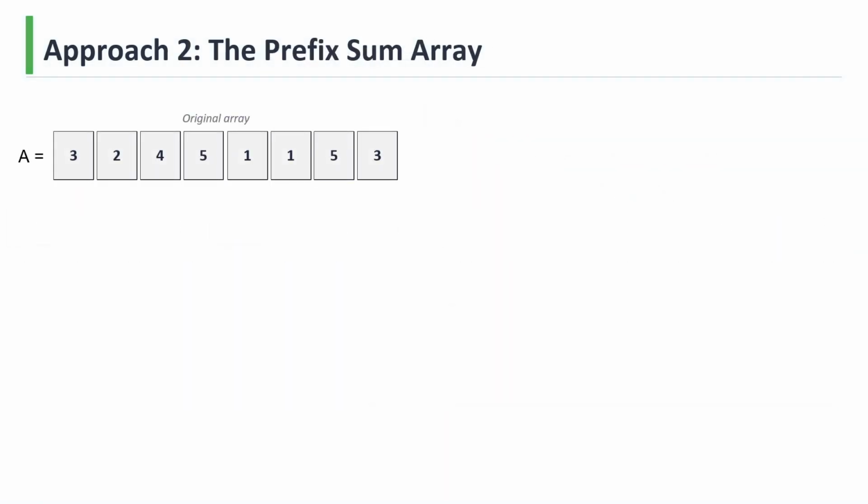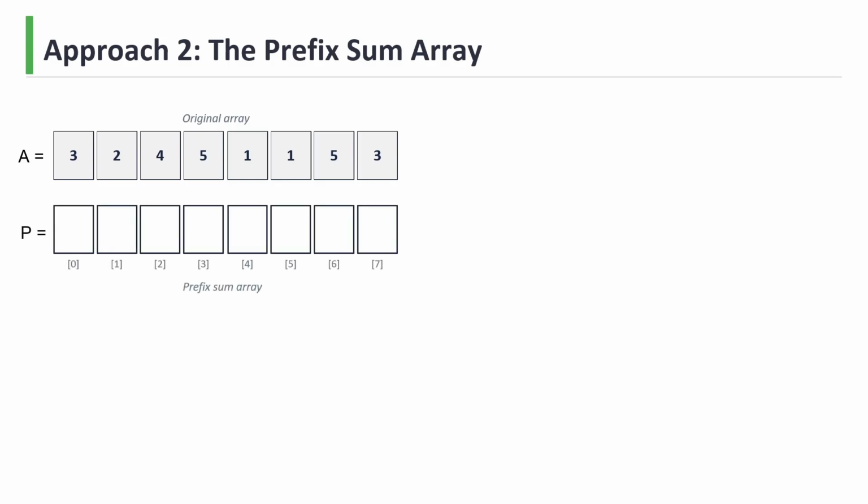To improve on range query, we can use a prefix sum array, which is our second approach. We have the original array. For the prefix sum array, the current index holds the sum of all of its previous indices plus the current index. So we have 3 in index 0. Then for index 1, it would be 3 plus 2, 5. And 5 plus 4, 9 for index 2.